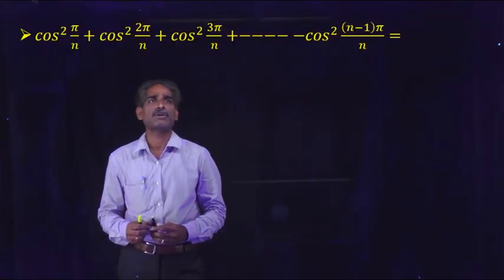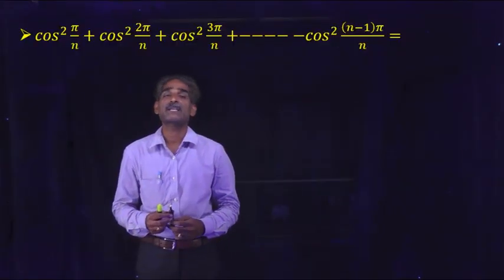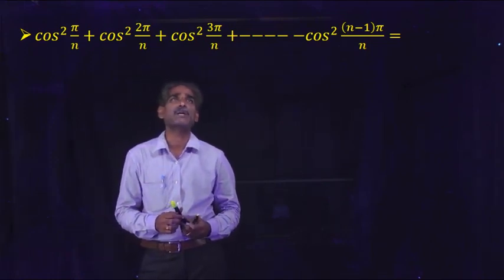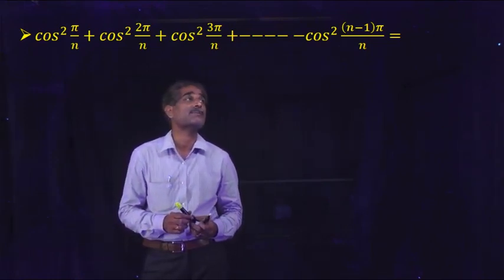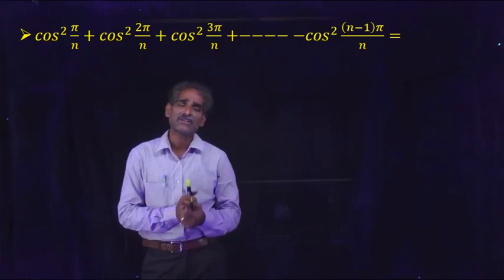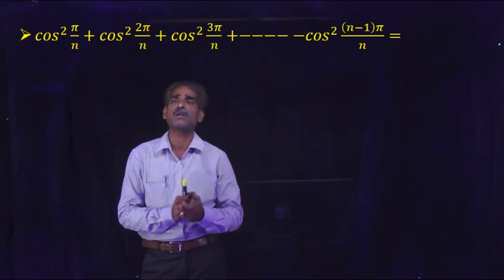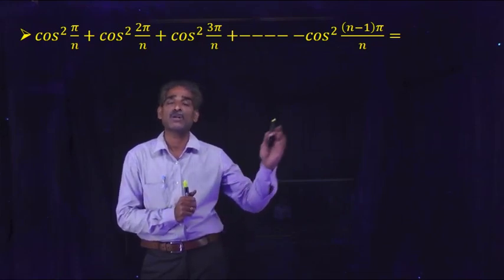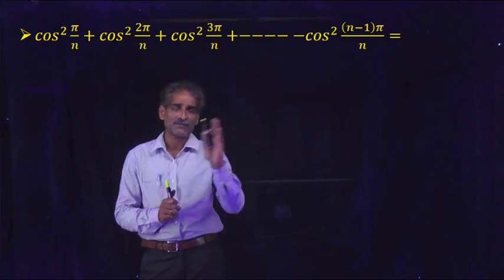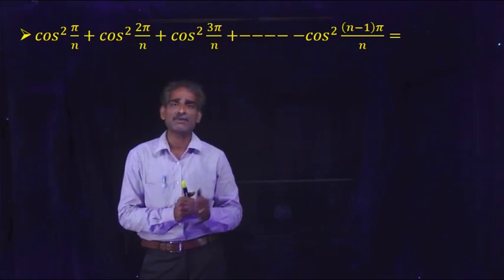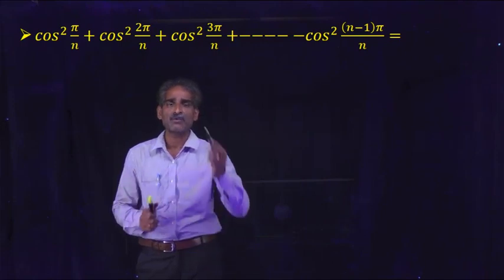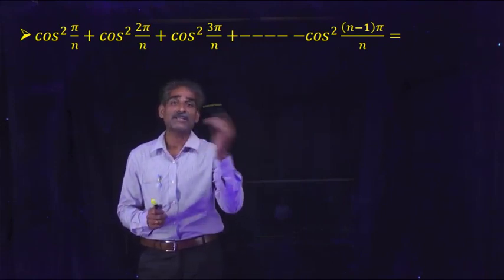See, one more important problem: cos square pi by n plus cos square 2 pi by n, cos square 3 pi by n, and so on up to cos square of (n minus 1) into pi by n. So there are n minus 1 terms, multiples of pi by n: 1, 2, 3, and so on up to n minus 1. If there are first degree terms and the angles are in AP, there is a formula. Here second degree terms are there, so we have a formula to go from second degree to first degree.